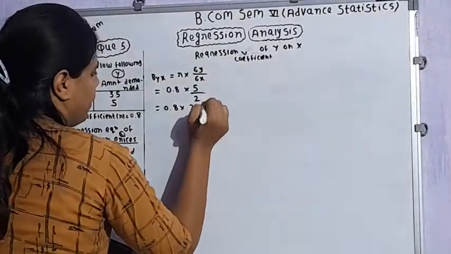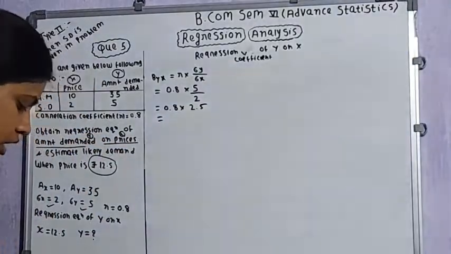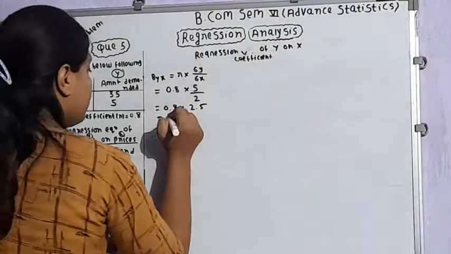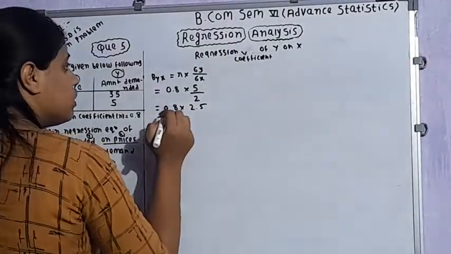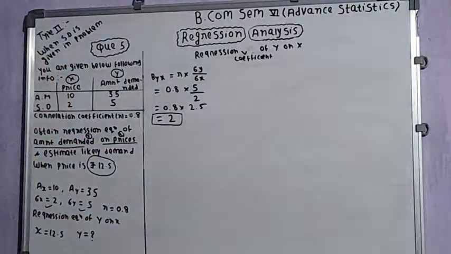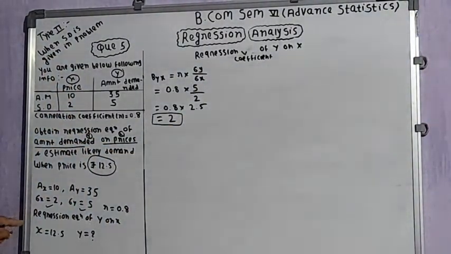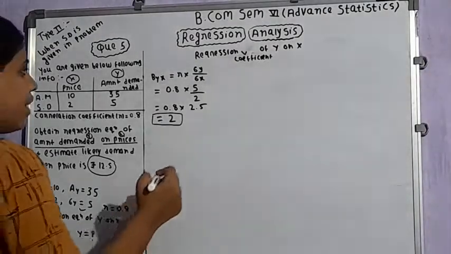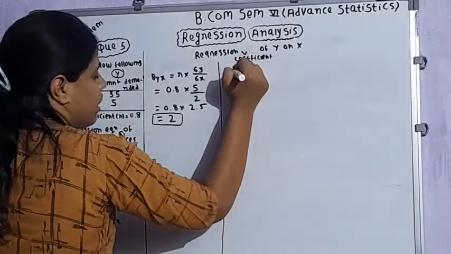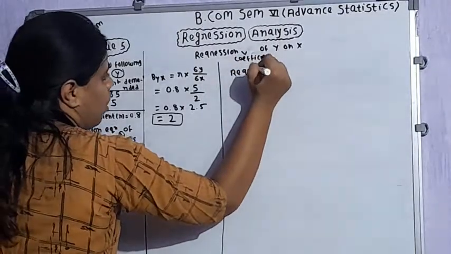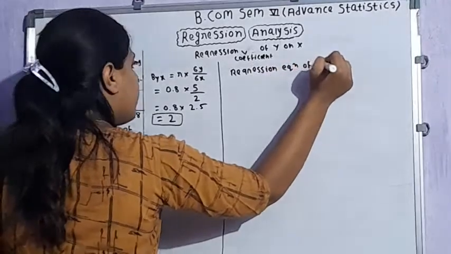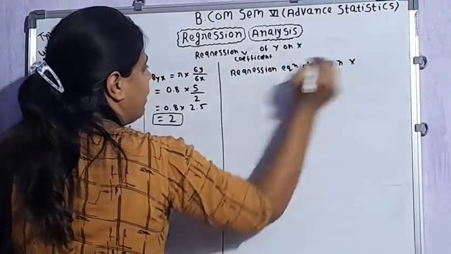So 0.8 into 2.5. When we do 0.8 into 2.5, we get 2. So that is why the regression coefficient of y on x comes to 2 over here. Okay. Now what we have to find? We have to find out the regression equation of y on x. What is the formula for that?